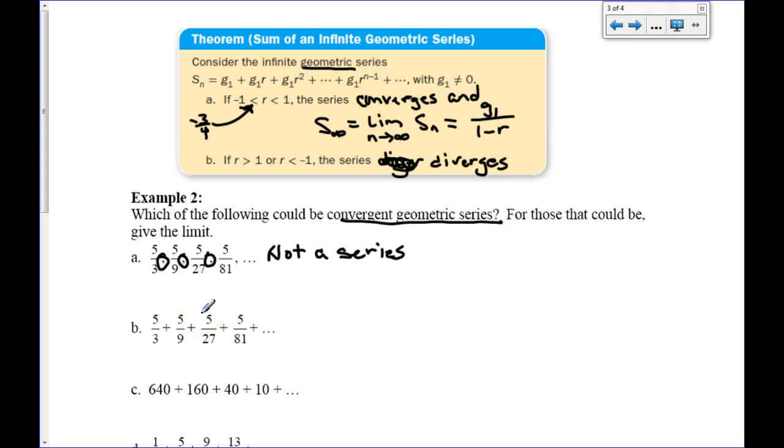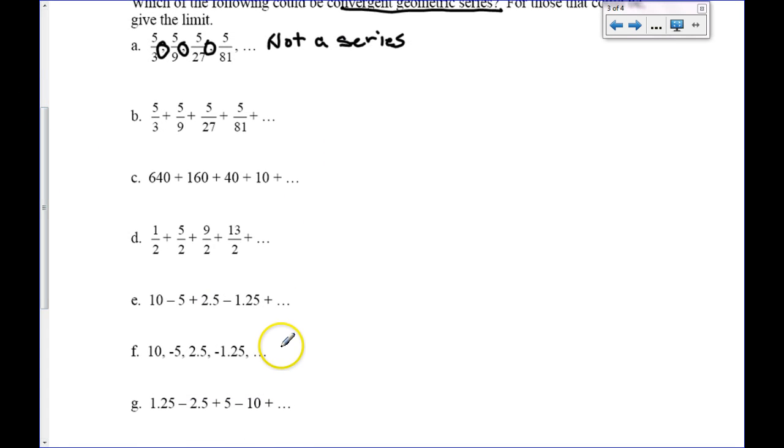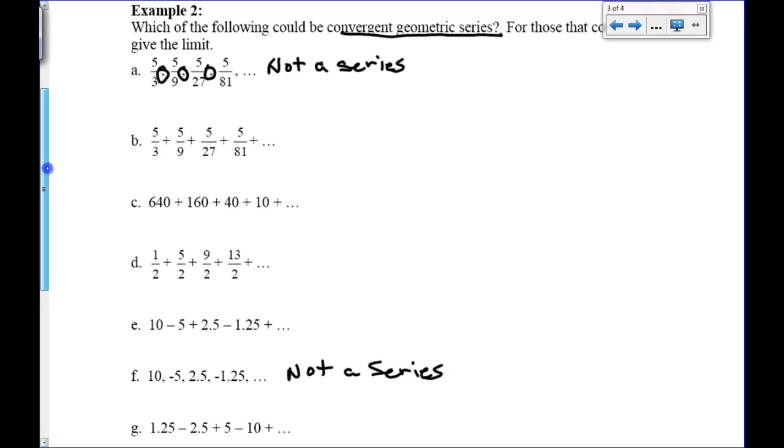Well, since we're looking at these, we can automatically get rid of F because F has commas, not additions. So then should we write not a series? Yep. Letter F is not a series. Wait, when did we get to F? She was just looking ahead. Yes, we are. I was just saying that we can eliminate that.